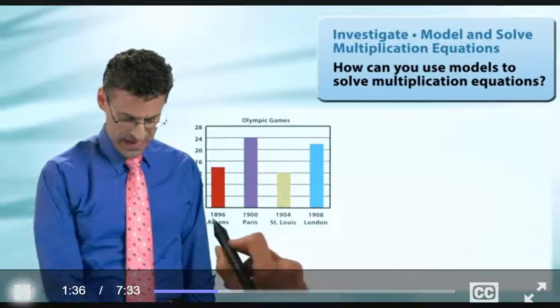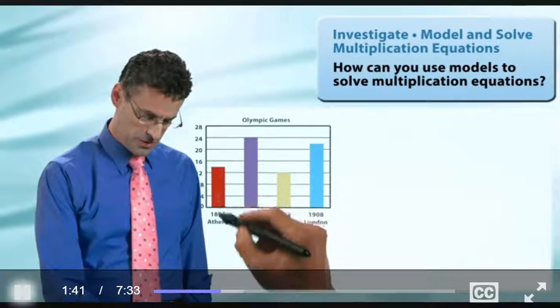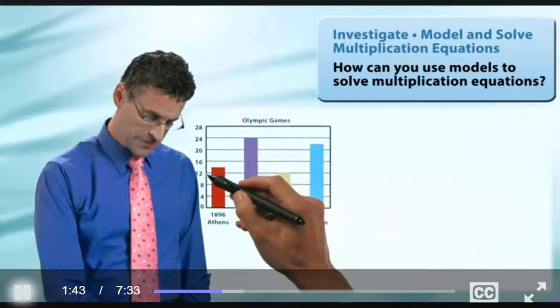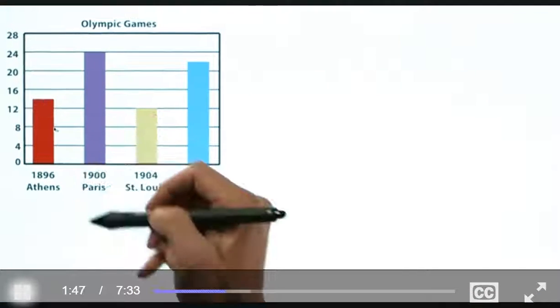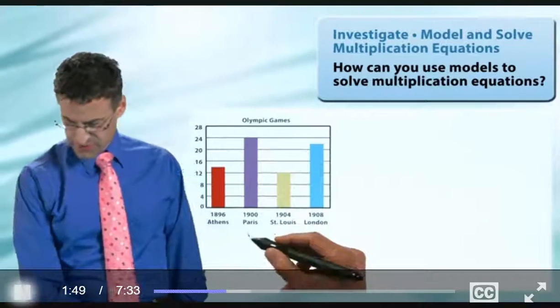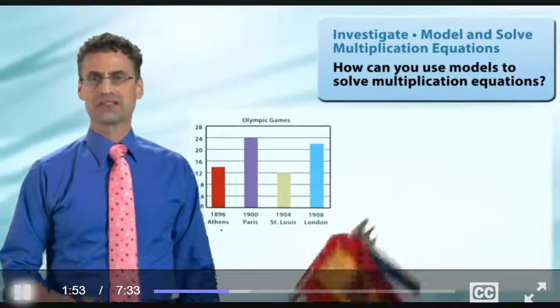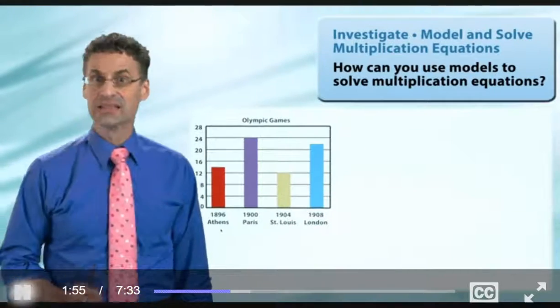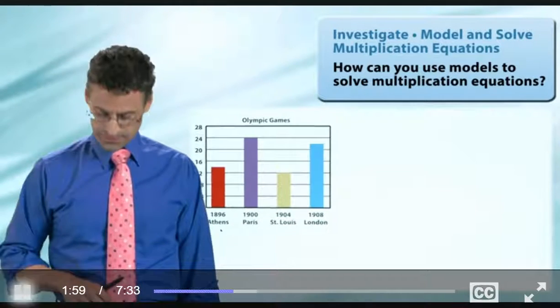So, for example, if we look at 1896, we see that the red bar goes up to right between 12 and 16. So what's the number between 12 and 16? Well, it's 14. So we see that there are 14 countries represented. That means that there are 14 flags that Max has to arrange into 2 equal rows.